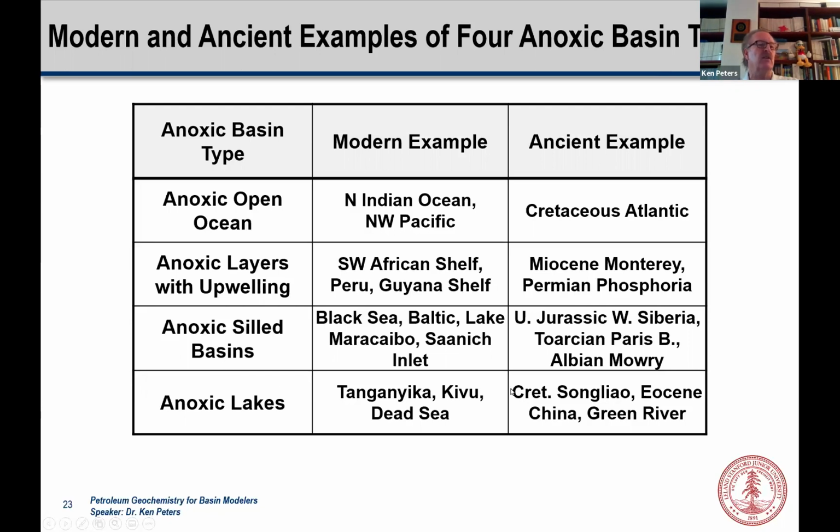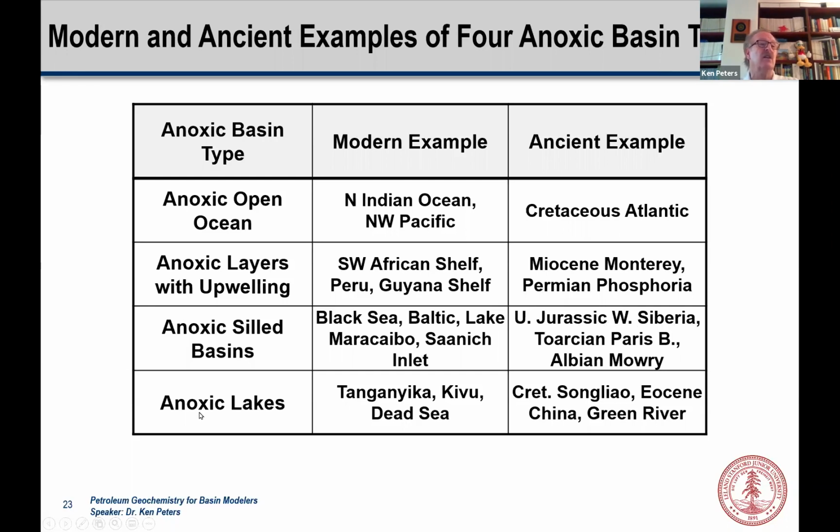Anoxic sill basins. Today we've got some of these, like the Black Sea. I showed you some nice photographs of that. Baltic, Lake Maracaibo, Saanich Inlet. In the past, we had huge anoxic sill basins. There's a sill at the periphery of the basin that opens to the ocean. The Upper Jurassic in West Siberia, the Toarcian in the Paris Basin, not as great a case as this, but it certainly was anoxic. The Albian Mowry Formation in central North America.